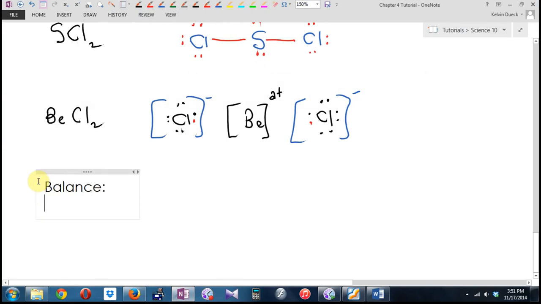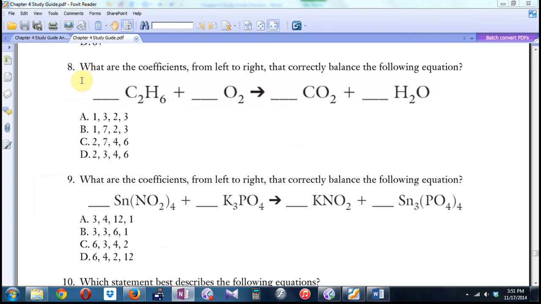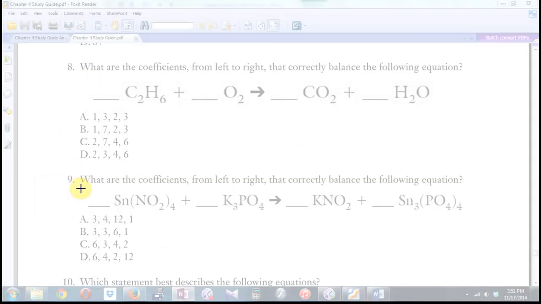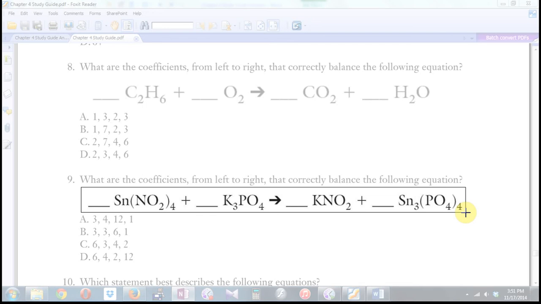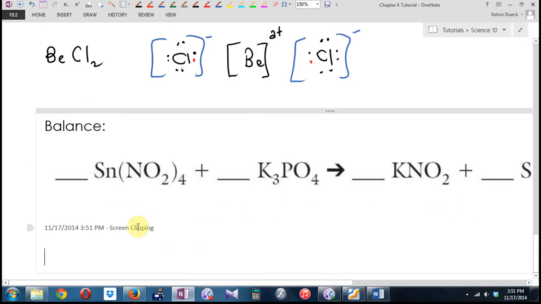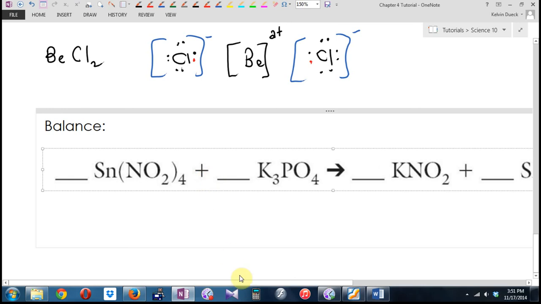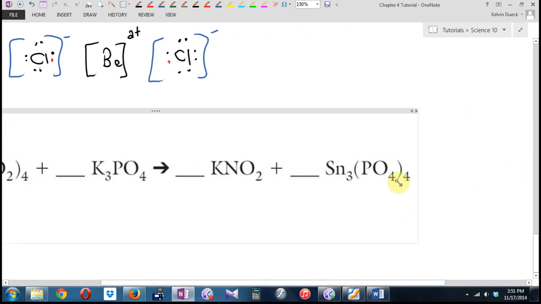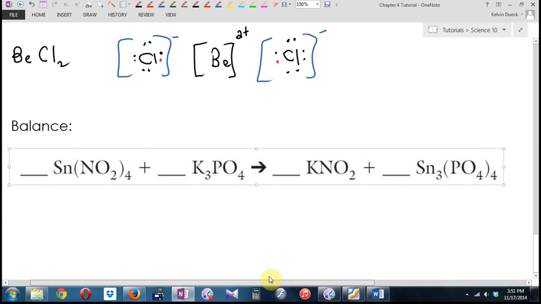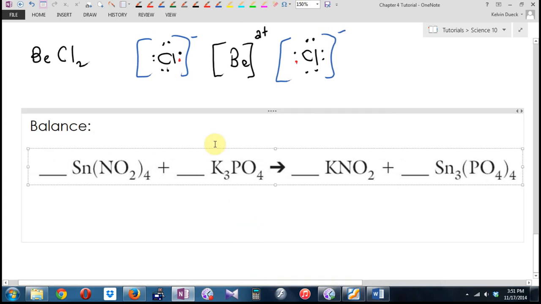Balance. I'm going to do 8 next, but I know 8 is probably going to be tougher. Those carbon, hydrogen, oxygen ones, I find ridiculously tough. I did put a carbon, hydrogen, oxygen one on your test, by the way.